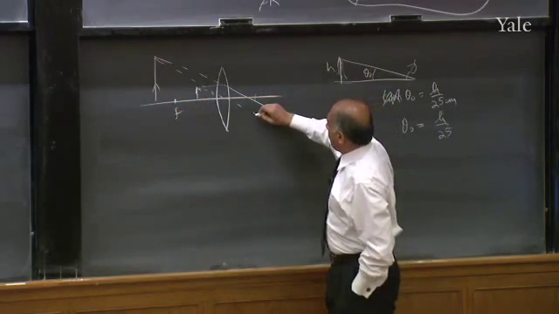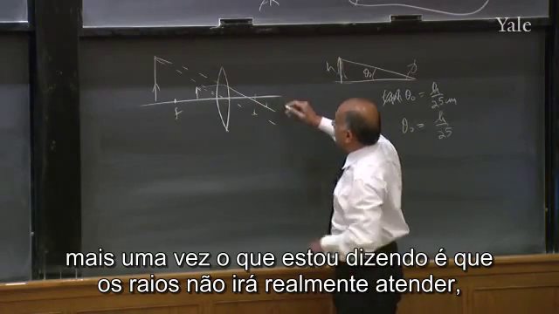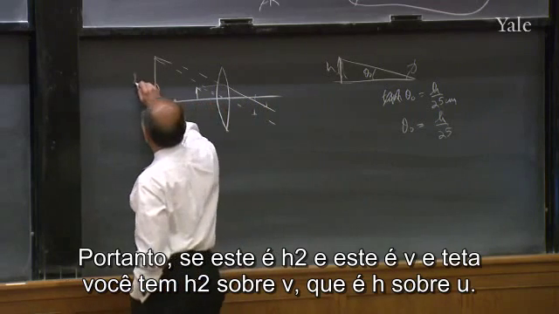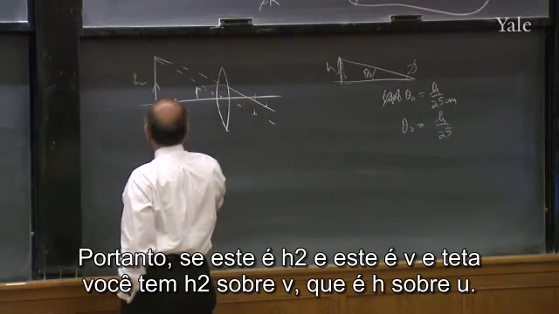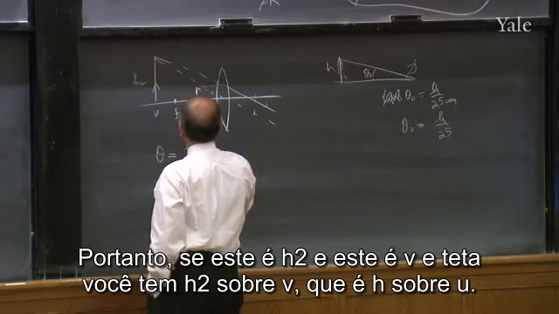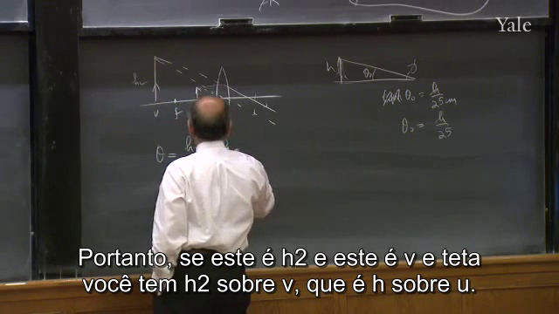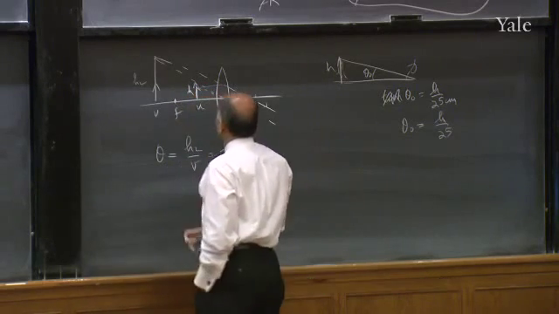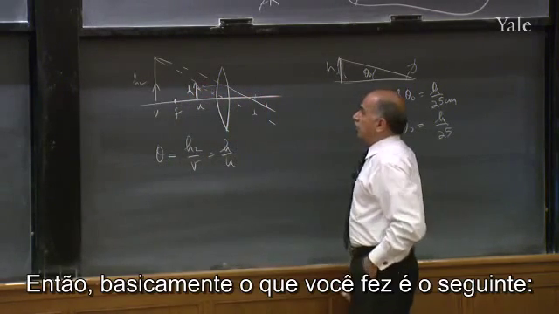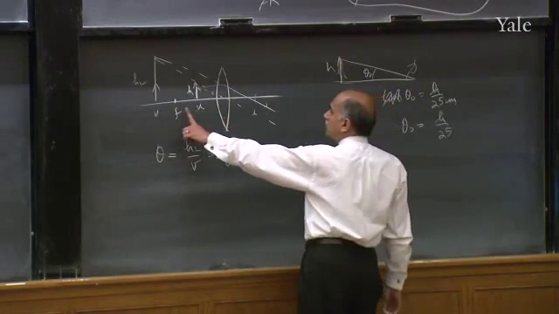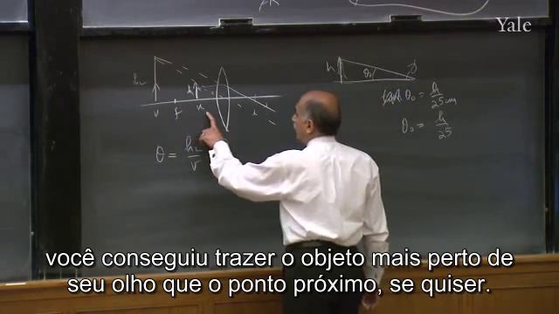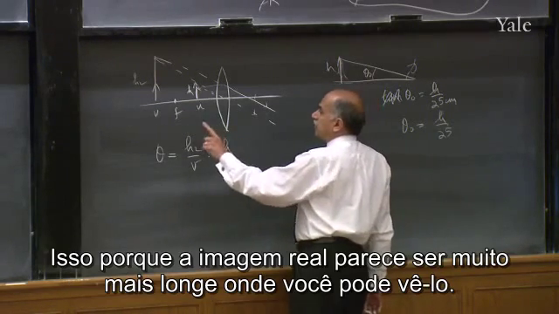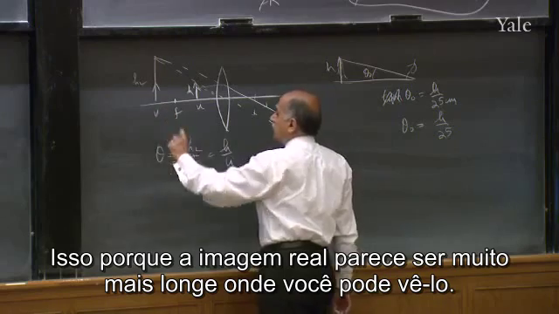In other words, again, what I'm telling you is the rays will not actually meet, but they will seem to be coming from a point here. So if this is h2 and this is v, the theta you're getting is h2 over v, which is h over u. This is your actual height, and this is u. So basically what you've done is the following. You managed to bring the object closer to your eye than the near point, if you want. That's because the actual image seems to be much further where you can see it.